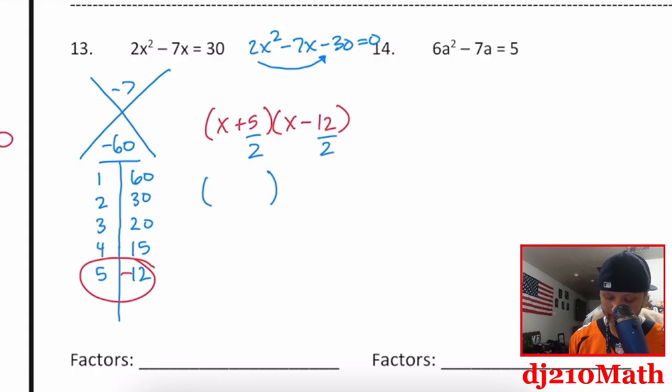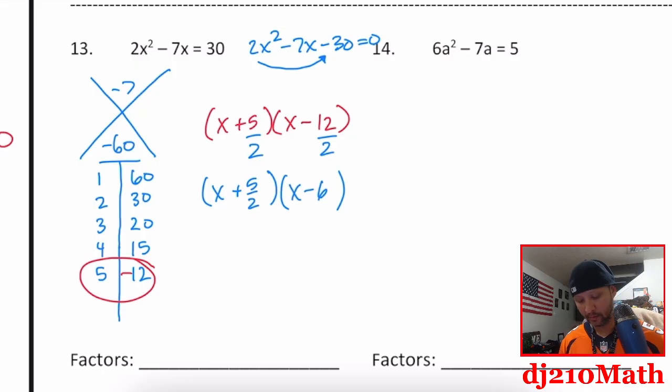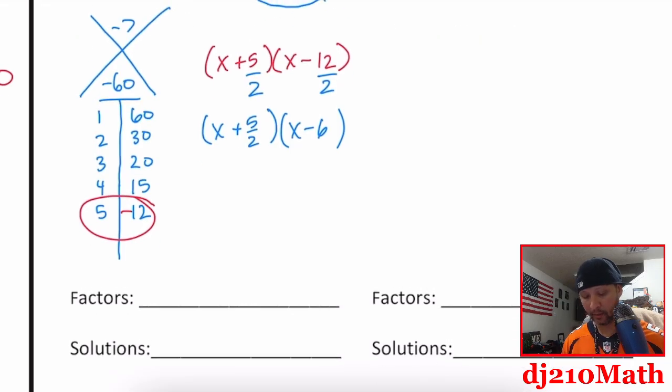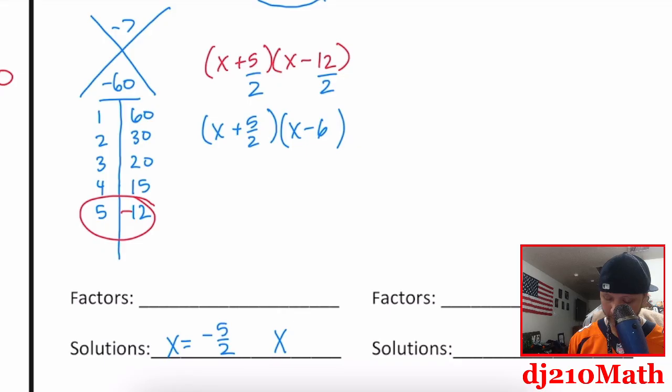Reducing when we can. This is going to stay the same. I could move the 2 right now, but why? All right, so I know that my solutions are going to be, because inside lies, negative 5 over 2, positive 6. Right, I know it. Now the factors, I'll just move the denominator in front of the x. 2x plus 5, x minus 6.